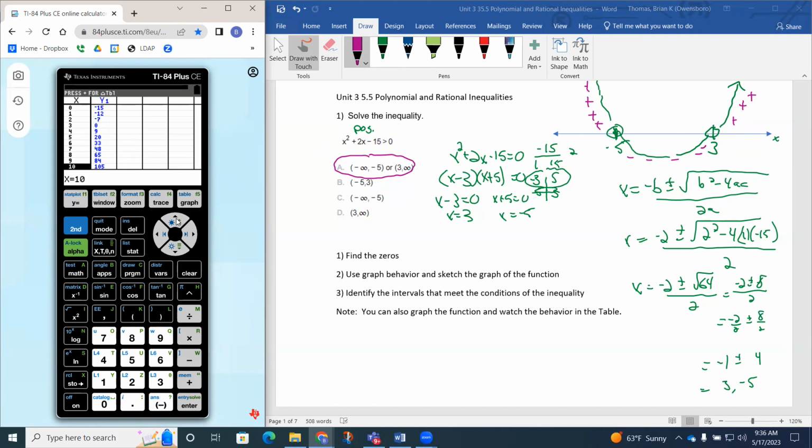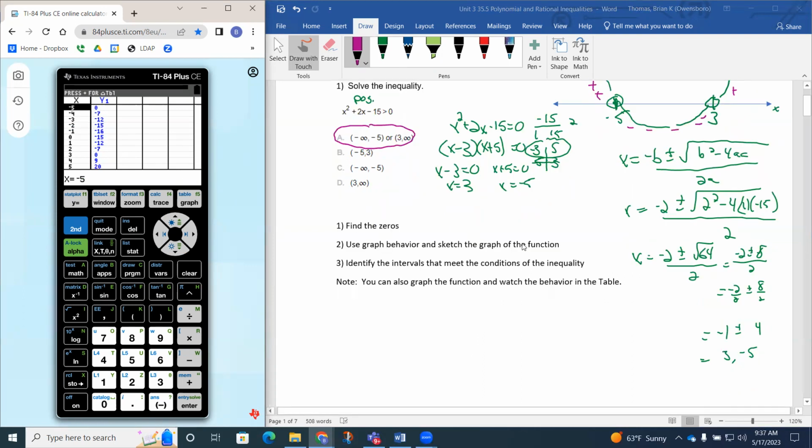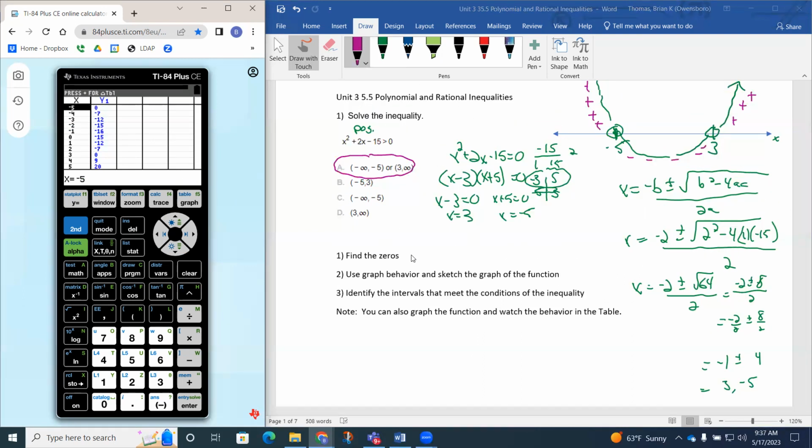So notice how the zeros are present. There's the 3 as a 0. There's the negative 5 as a 0. So you can also find those zeros just looking at the table since they're whole numbers, integers. So that's what we're doing here, we're using zeros to start with, because that's going to break up the intervals. But also the zeros are not included because you have to be greater than 0. So they just break it up.